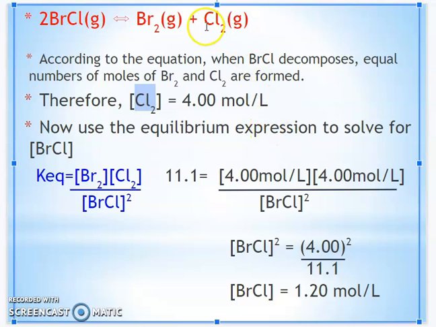And so if you know that 4 moles of Cl2 is forming when Cl2 and Br2 are in a 1-to-1 ratio, it also means that 4 moles of Br2 formed as well, meaning that that concentration is 4 moles per liter. So we can see that down here when we're looking at our equilibrium expression.